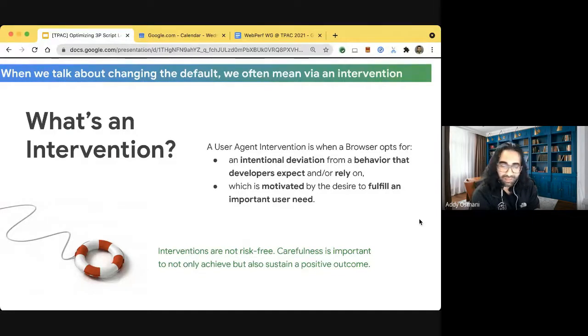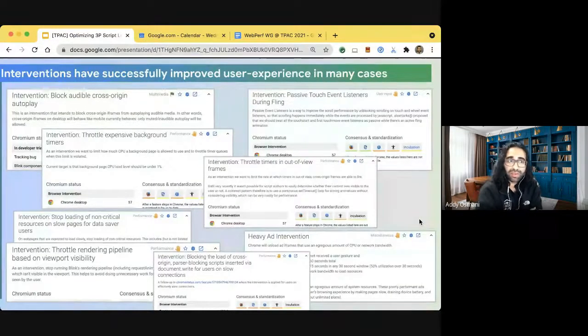And so I want to stress that for this section, we're really talking about, especially for sites who are interested in reducing the impact that third parties can have on their performance, how can we help them out a little bit more? Now, interventions have successfully improved user experience in many cases over the years. We've seen interventions being used across passive touch event listeners, throttling timers that are out of view in different iframes, throttling the rendering pipeline if frames or particular parts of the page are not necessarily visible, or throttling expensive timers that are in frames.